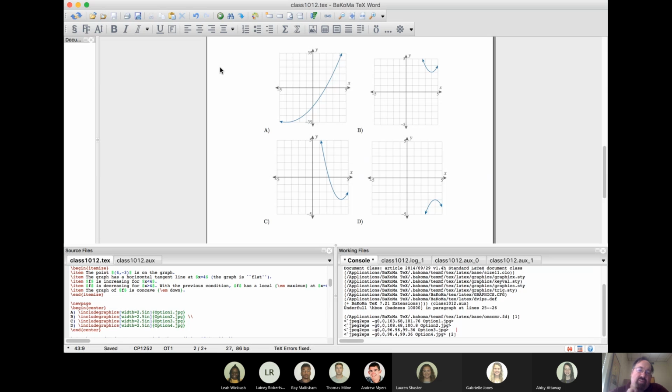So which one of these 4 graphs is it? The point x equal 4, y equals -3 must lie in the graph. It has to have a local maximum at x equal 4. The graph has to be concave down. So of the 4 graphs, A, B, C, D, which is the correct one?